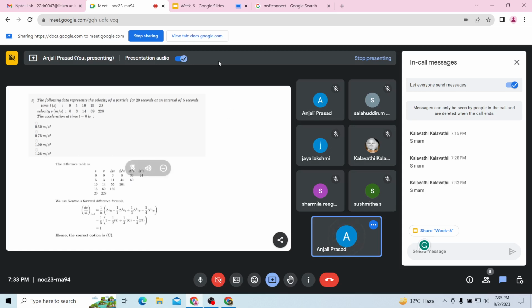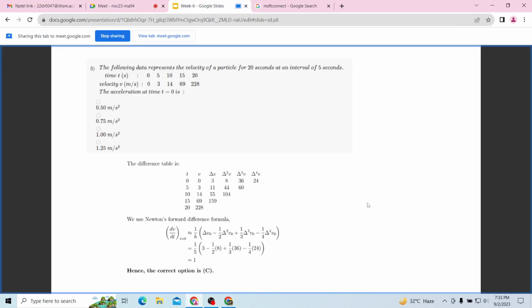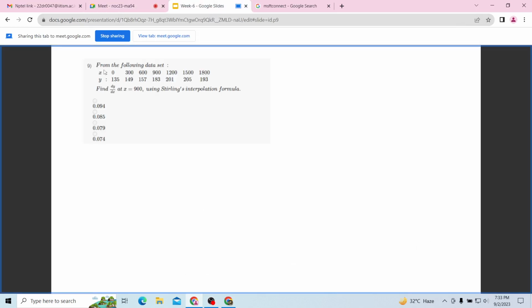Okay, so let's move to the next question. From the following data set, you have been given x and y values, and you have to find dy by dx at x equals 900 using Stirling's interpolation formula. See whether it is 0.094, 0.085, 0.079 or 0.074.